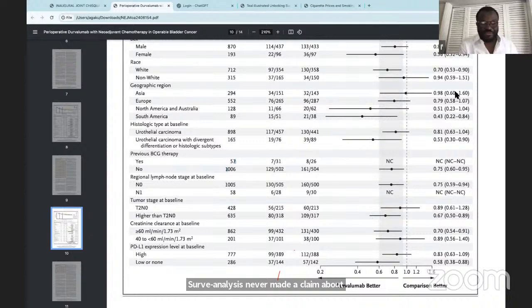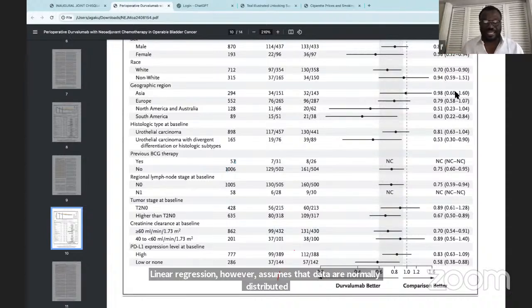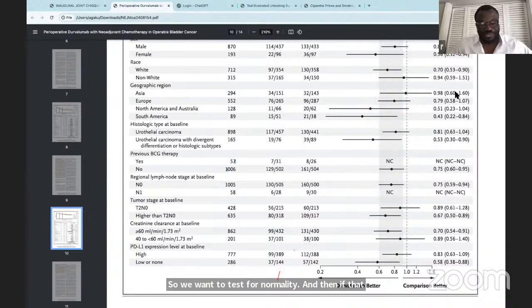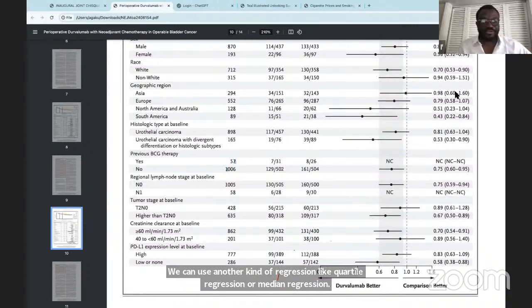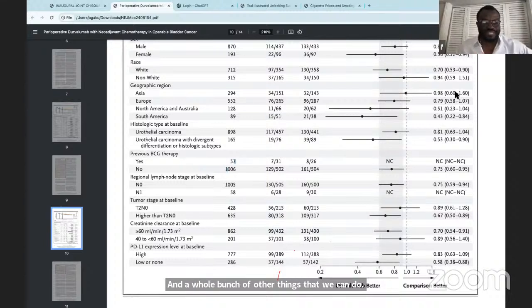Linear regression, however, assumes that the data are normally distributed, so we want to test for normality. And then if they're not normally distributed, there are a bunch of things we can do. We can transform the outcome. We can use another kind of regression like quantile regression or median regression, and a whole bunch of other things that we can do. So the underlying assumptions dictate what we do as far as diagnostic tests.